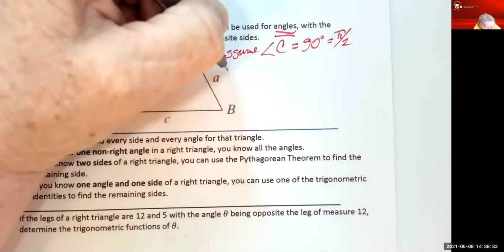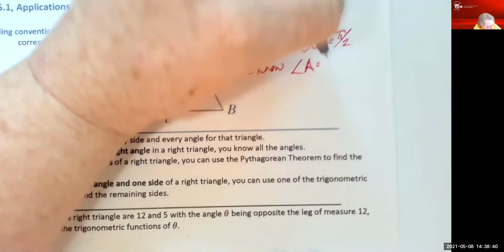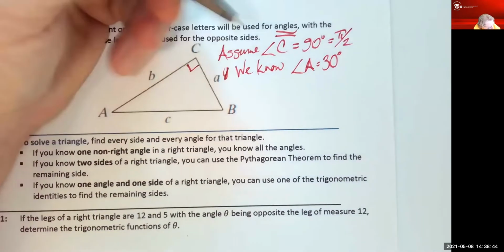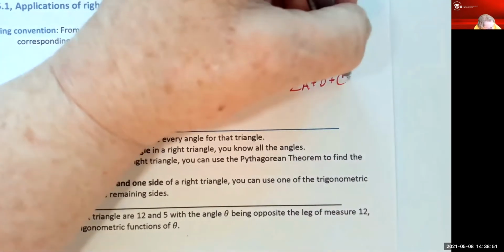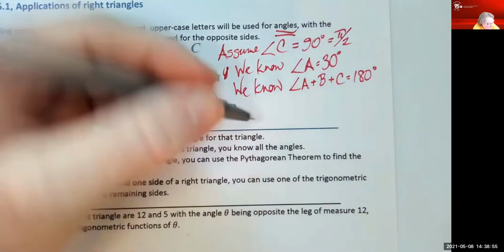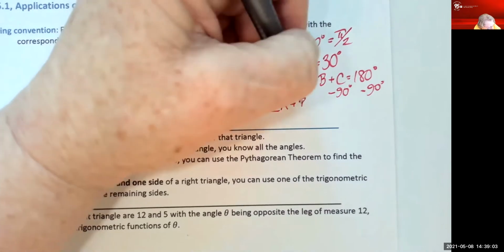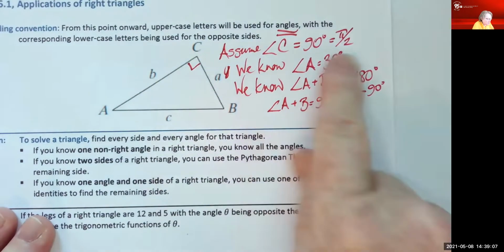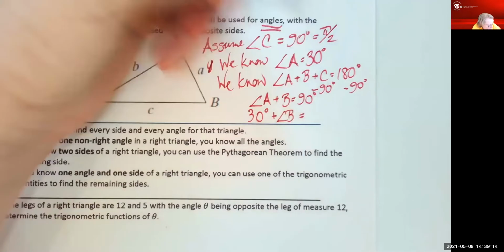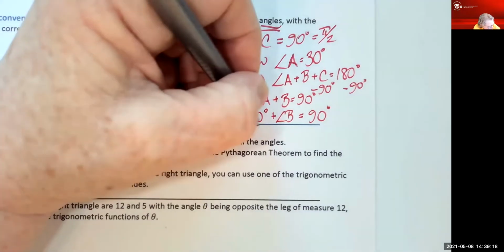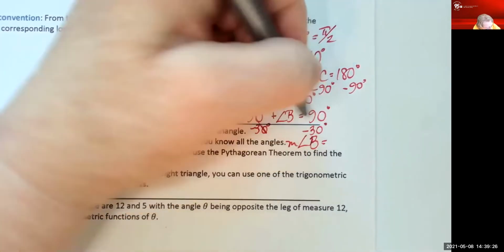Well, what if we know that angle A is, let's say, 30 degrees. We also know that angles A plus B plus C is 180 degrees. Angle C was 90. So if we subtract 90 from both sides, we get that angles A plus B are 90 degrees. Well, we know that the measure of angle A is 30. So I can subtract 30 degrees from both sides, and I get that the measure of angle B is 60 degrees.